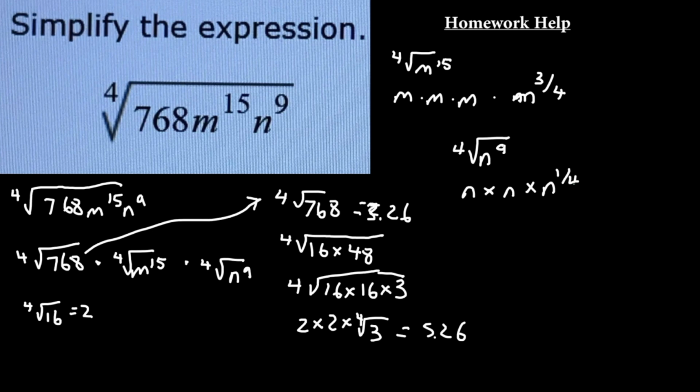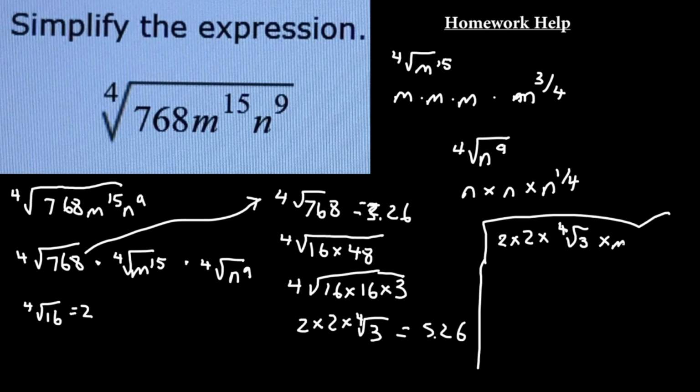All right, so now put it all together, and your final answer is going to look something like this. Let me just create another section here. You should get 2 times 2 times the 4th root of 3 times m times m times m times m to the 3 over 4 times n times n times n to the 1 over 4.